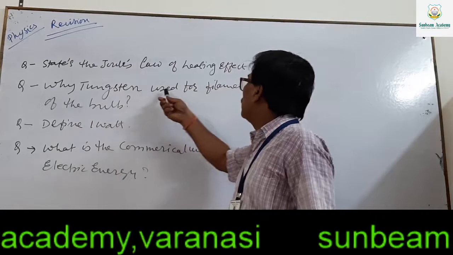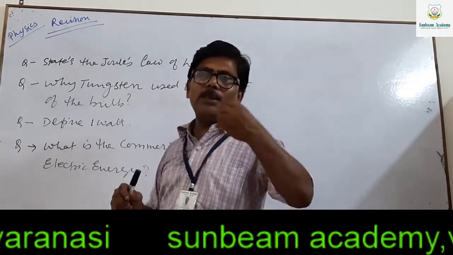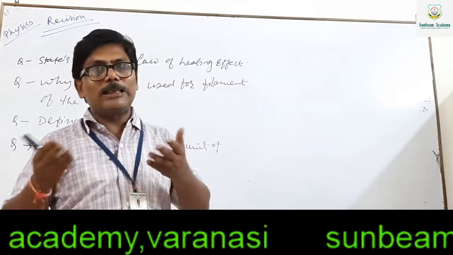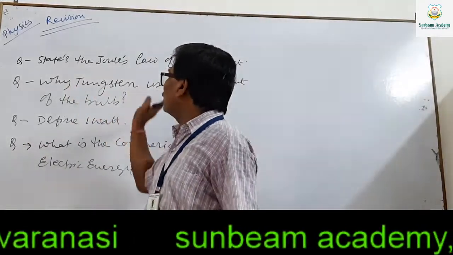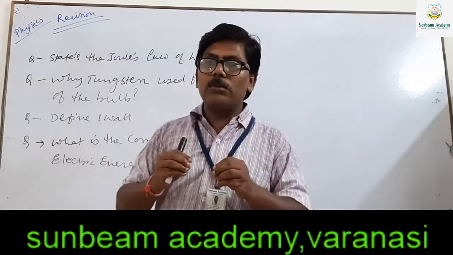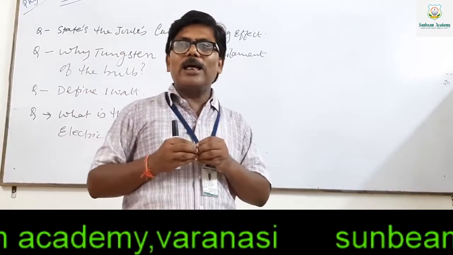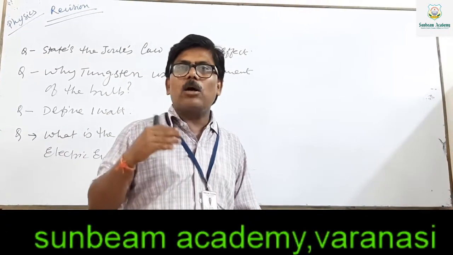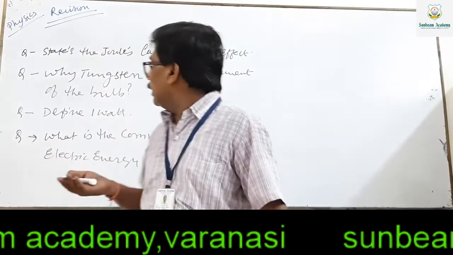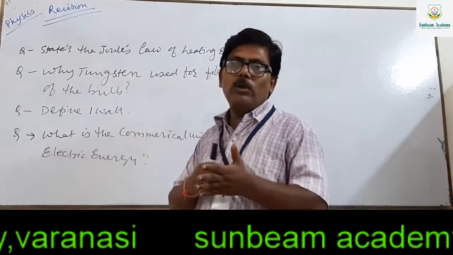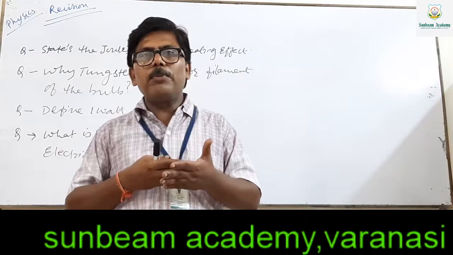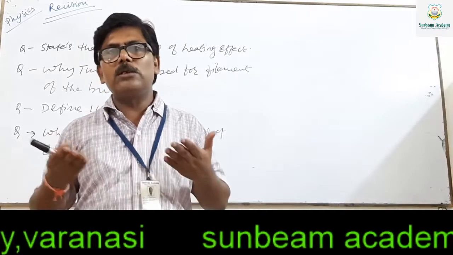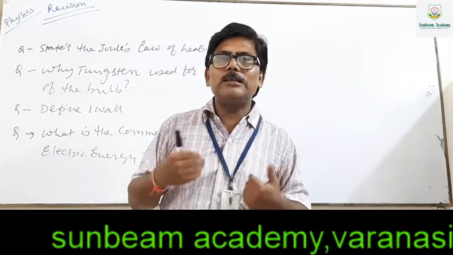Second, why is tungsten used for the filament of the bulb? It may also be asked, name the element used for making the filament of the bulb, that is tungsten. The main reason is that tungsten has a very high melting point and does not get oxidized at high temperature. Next question is define 1 watt. 1 watt is defined as when 1 ampere of current flows through a conductor having potential difference across it of 1 volt, then 1 watt of power is consumed.